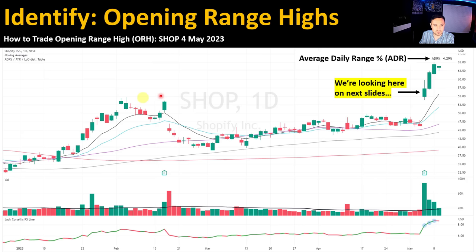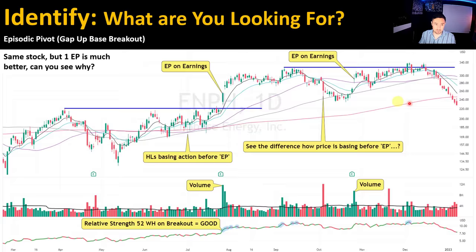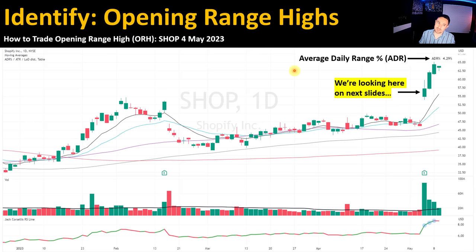That there is a better setup. Remember here, Enphase Energy gapping above pretty much the highs of the base, above all key moving averages. It's not really gapping into a lot of overhead resistance. So Shopify, let's now start looking at this and be cognizant of the ADR percentage of 4.29%.